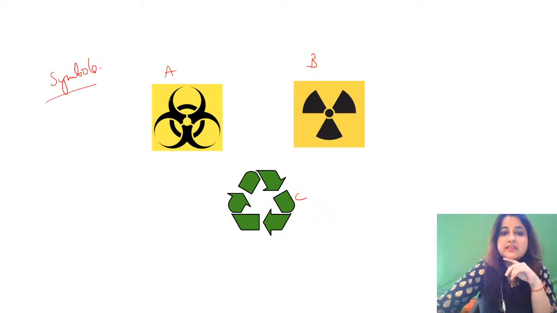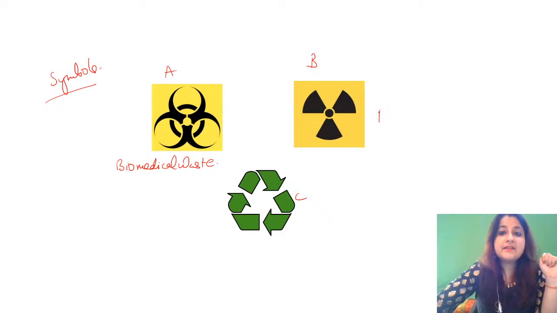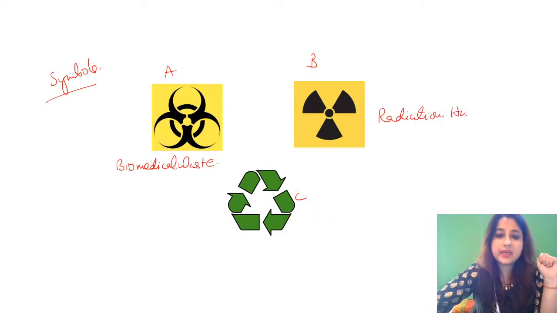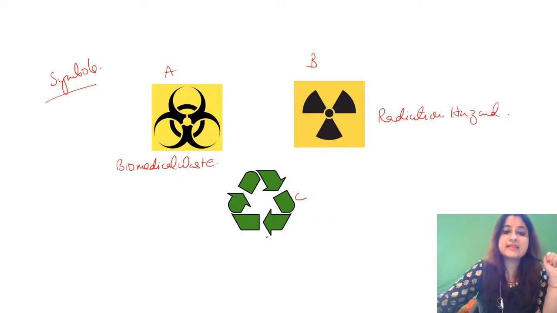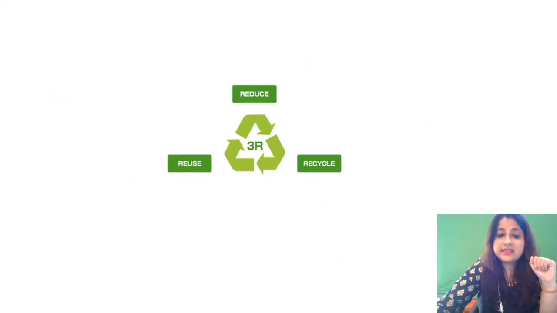Can you tell me what is symbol A? Symbol A is the biomedical waste symbol. Very good. Symbol B is radiation hazard. All this has come in our examinations. So this is radiation hazard. And what is this green color, everyone? This is recycling. And one thing very important is that here, can you see this?